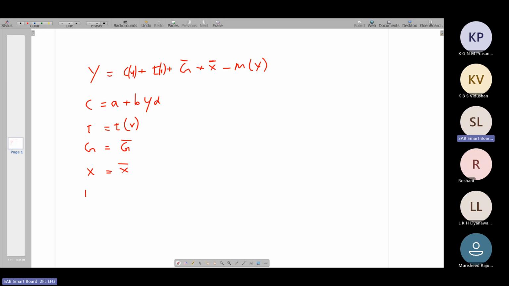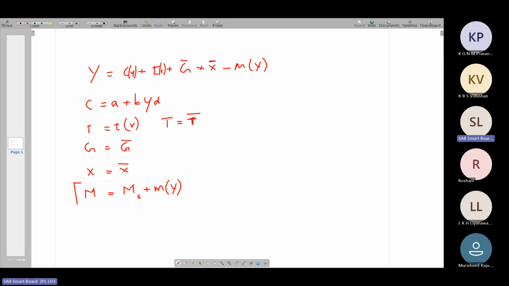But the import function M, now we need to identify it. We can write it as M0 plus mY, or you can use any notation, such as u plus vY. Any notation you can use, but this is our import function. Our tax can take different forms. Initially we assume autonomous tax, T bar, a lump sum tax.